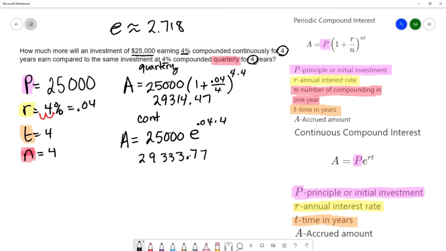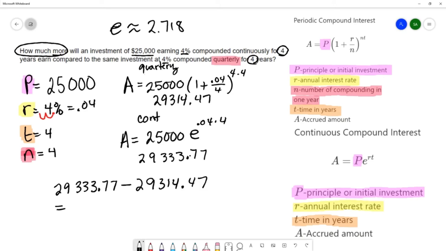So you can see that the investment that is compounded continuously earned more money, and this question wants to know how much more. So we want to calculate the difference between these two investments. So we're going to do 29,337 and 77 cents minus 29,314 and 47 cents. And let's bring our calculator back up.